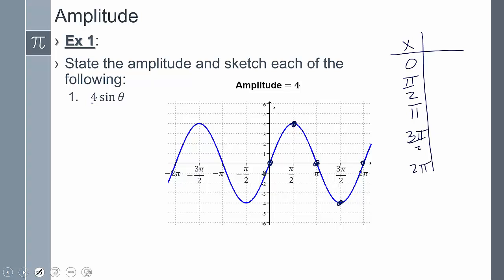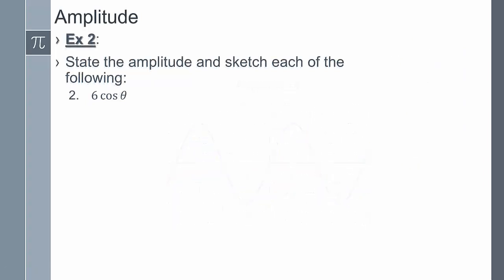If I plug in 0, sine of 0 is 0. 0 times 4 is 0. Sine of pi halves is 1. 1 times 4 is 4, right? You can create those values by creating your x and y table.